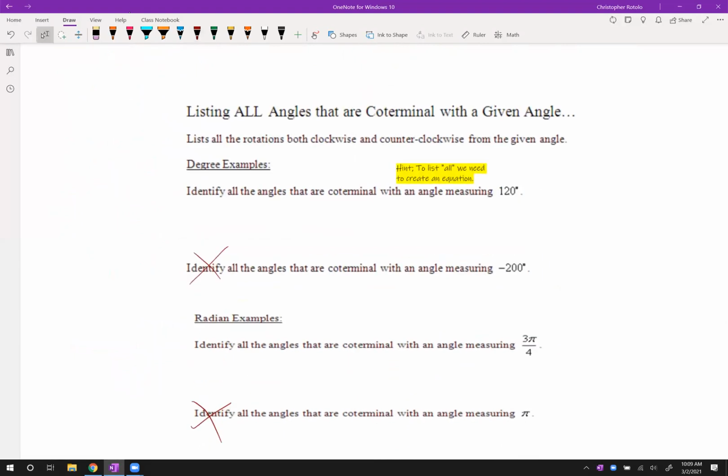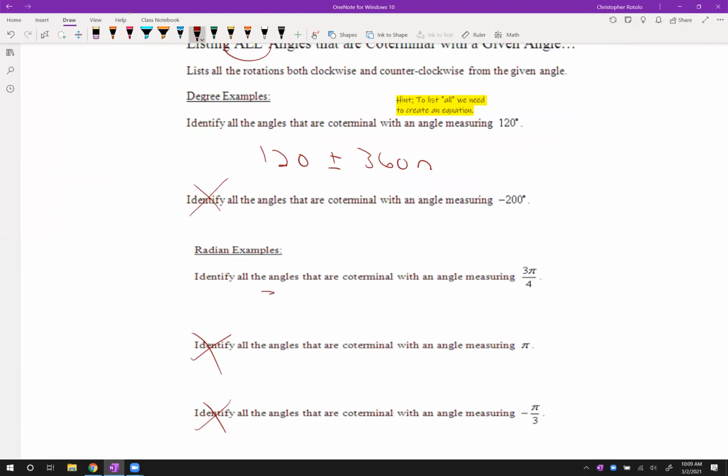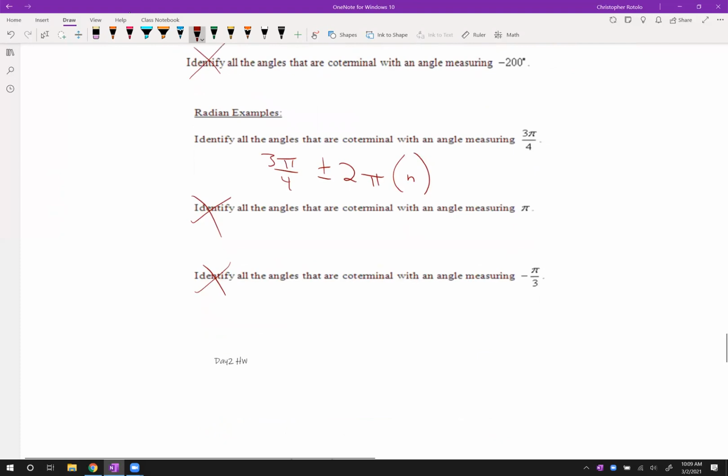All right, I just want to throw this one out there. I got rid of all the extra examples, but anything that says listing all the angles that are coterminal, okay, so we're going to use an equation for it, okay? So if it's 120, that means we're going to go plus or minus 360. But that would only give me one of them, so I would also define n if n is an integer. Okay, if it's radians, 3 pi over 4 plus or minus 2 pi times n, as long as n is an integer. So we're identifying it that way.